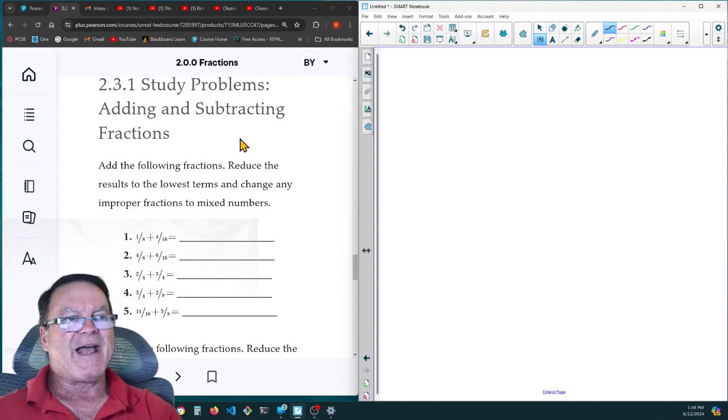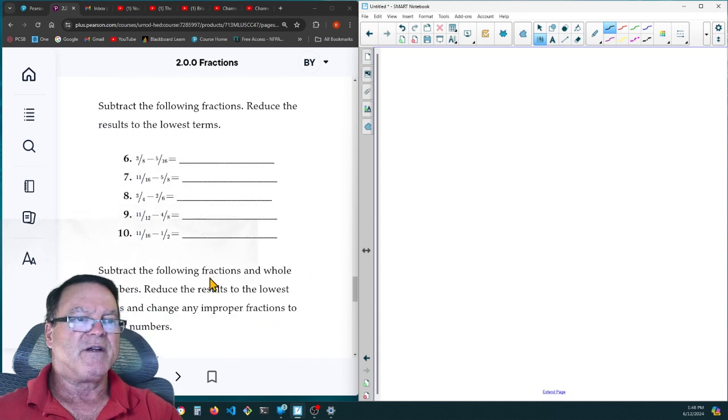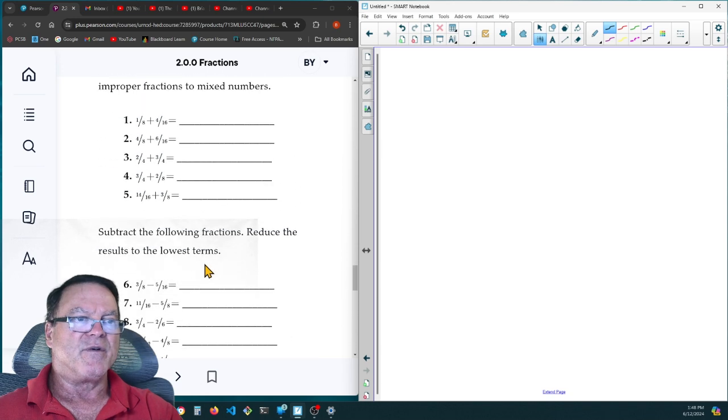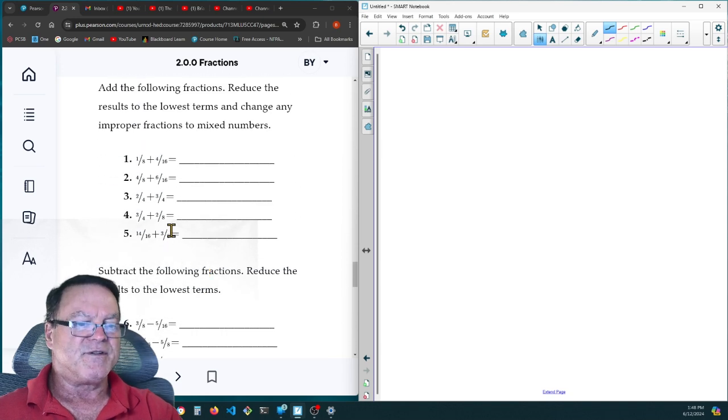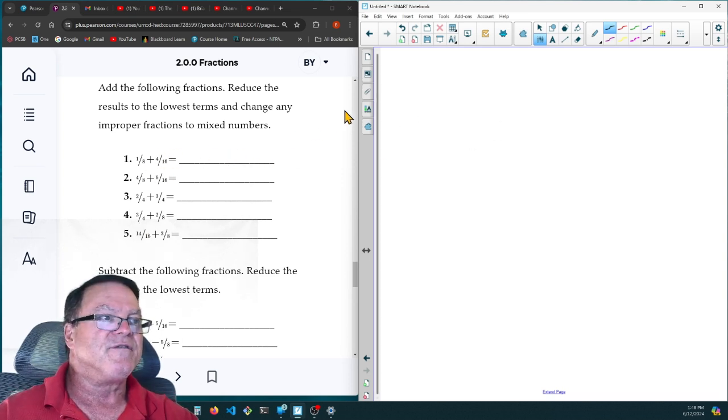2.3.1 study problems, adding and subtracting fractions. So they want us to add these fractions together and then they want us to subtract these other numbers. So let's do that. So here I have 1/8 plus 4/16.